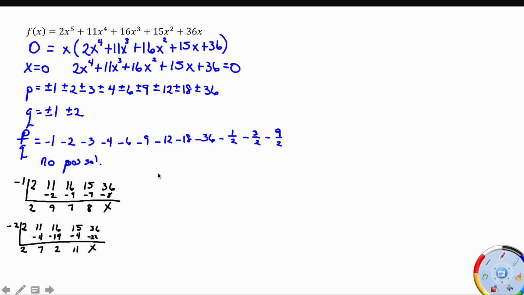Let's try -3. And you want to be careful with your math because we don't want to miss our 0. Right? So -3. -3 times 2, -6. 11 minus 6 is 5. -3 times 5, -15.